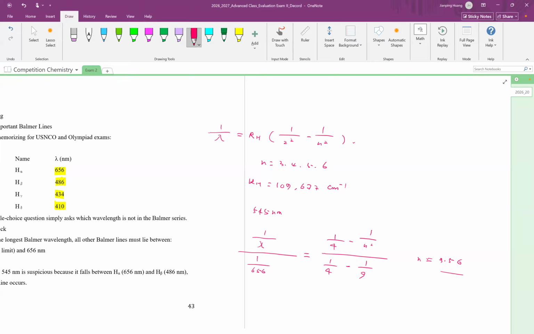3.56, and that is not an integer. You have to have an integer. So that's why it's not. It's not, okay? That's why it's not. Got it? So those questions are a good question.